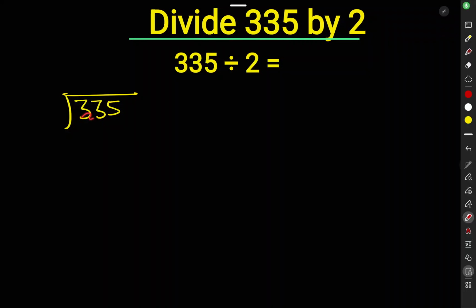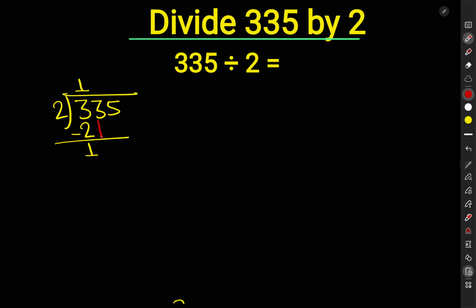Here we divide 335 by 2 in long division method. So 2 times 1 means 2. On subtracting we get 1. So now this 1 is less than 2.